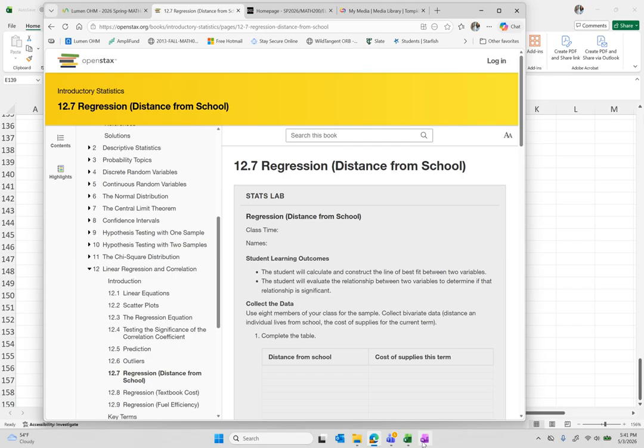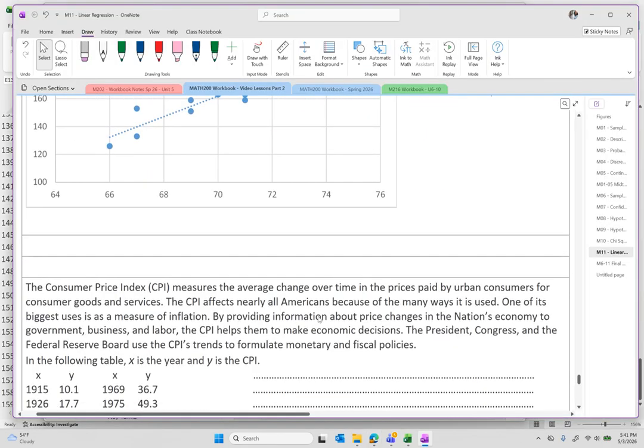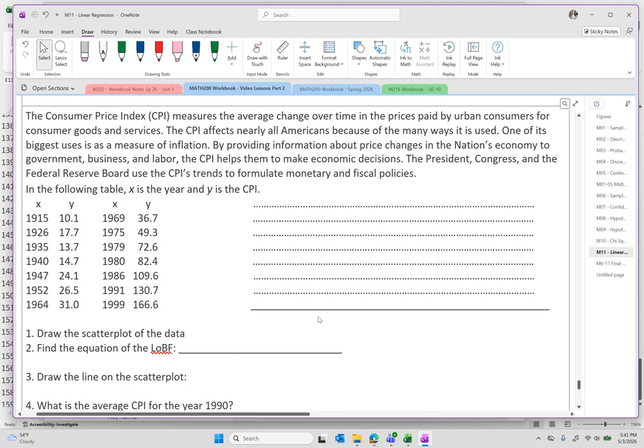Let's start a complete example from start to finish of a linear correlation and also a test for correlation. So the Consumer Price Index, CPI, measures the average change over time in the prices paid by urban consumers for consumer goods and services.